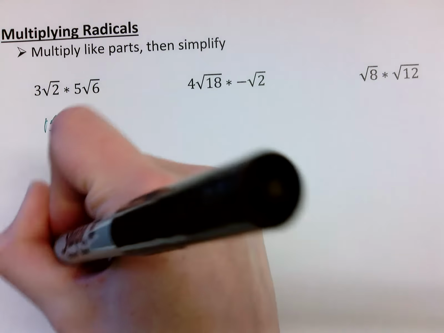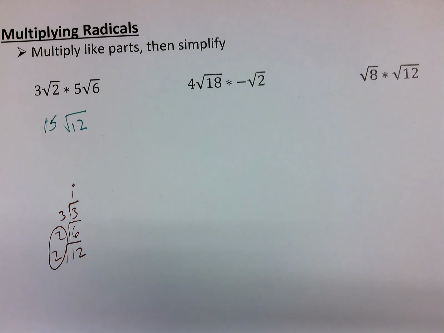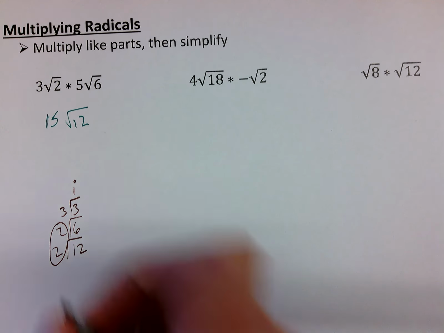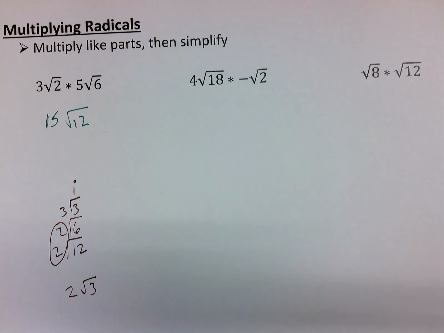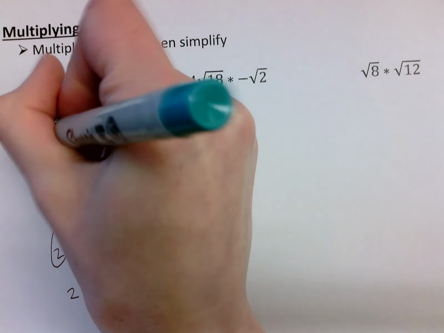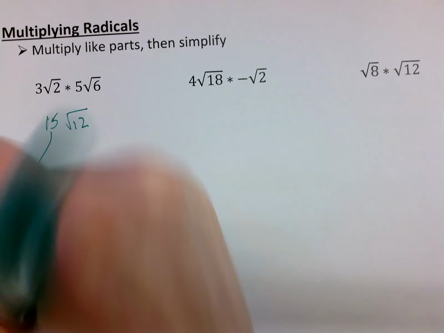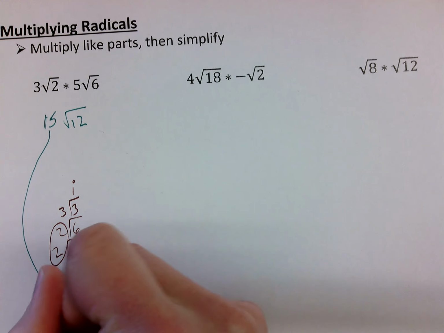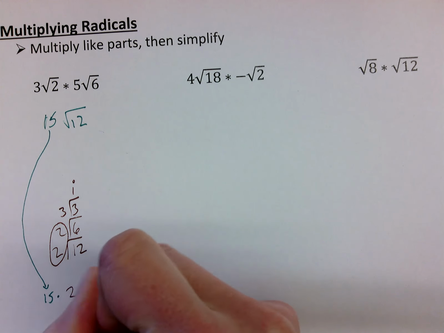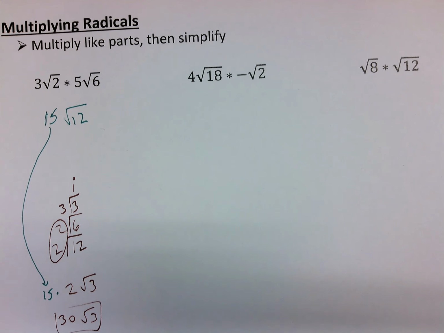I've got a pair of 2s here. So for my answer, I'll have a 2 on the outside, the leftover 3 on the inside, and then don't forget to take this 15 and bring that down as well. Okay, and then I'm just going to multiply the numbers on the outside. So 15 times 2 is 30. So my answer is 30 times the square root of 3. Okay, so it's really not much more than just regular simplifying. It's just that one extra step at the beginning.